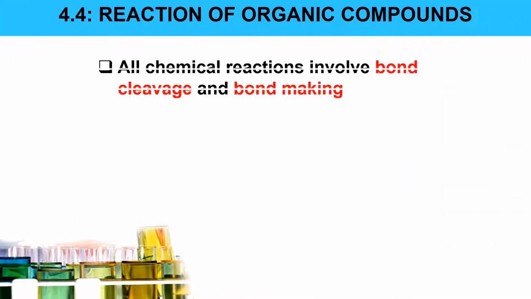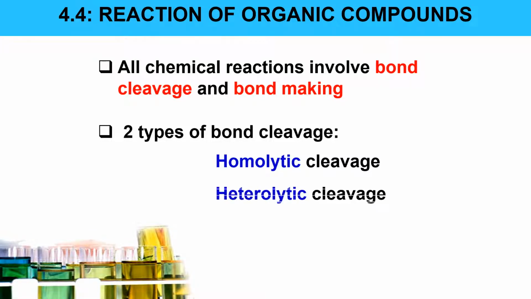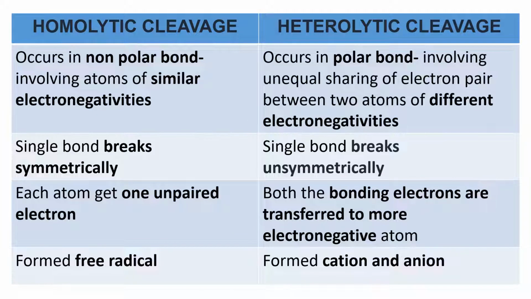All chemical reactions involve bond cleavage and bond making. There are two types of bond cleavage: homolytic cleavage and heterolytic cleavage. The table shows the differences between homolytic and heterolytic cleavage. Homolytic cleavage occurs in nonpolar bond involving atoms of similar electronegativities, whereas heterolytic cleavage occurs in polar bond involving unequal sharing of electron pair between two atoms of different electronegativities.